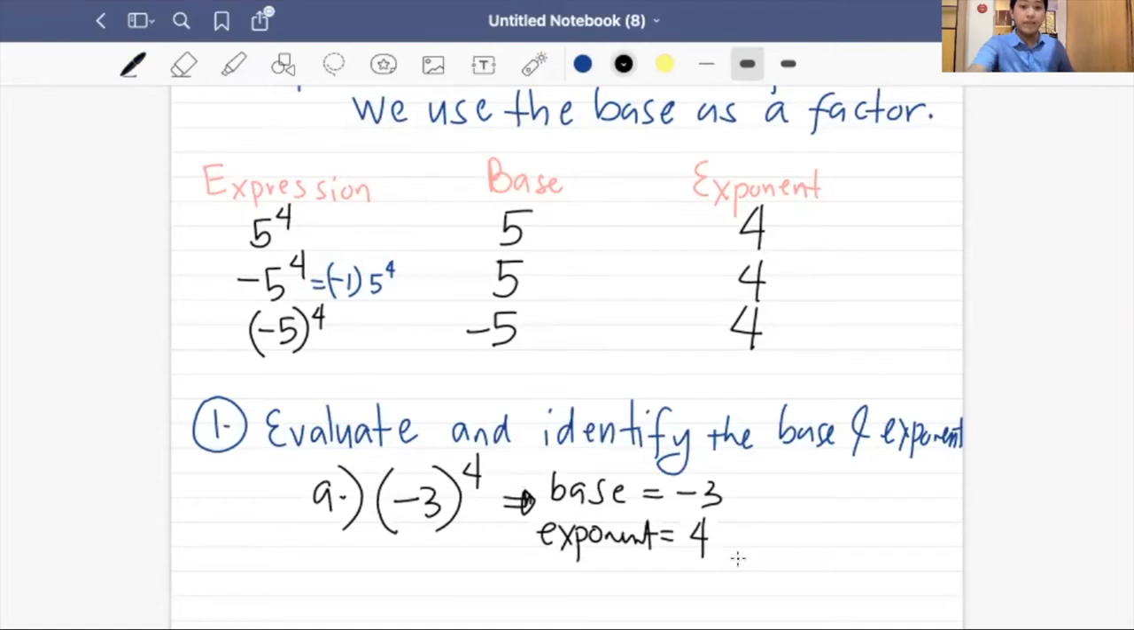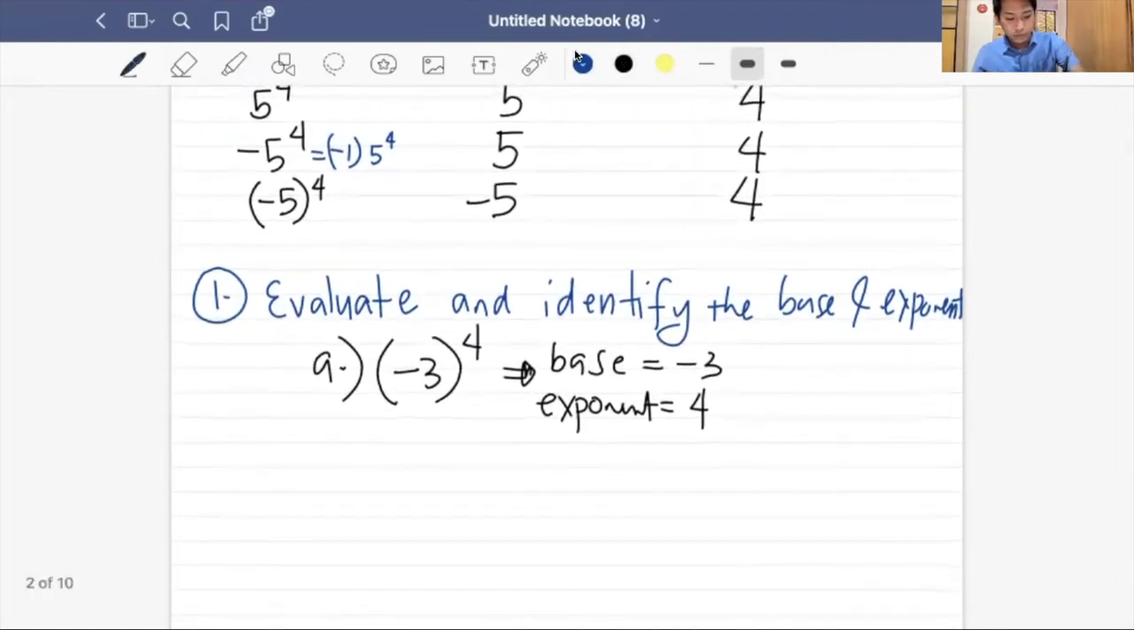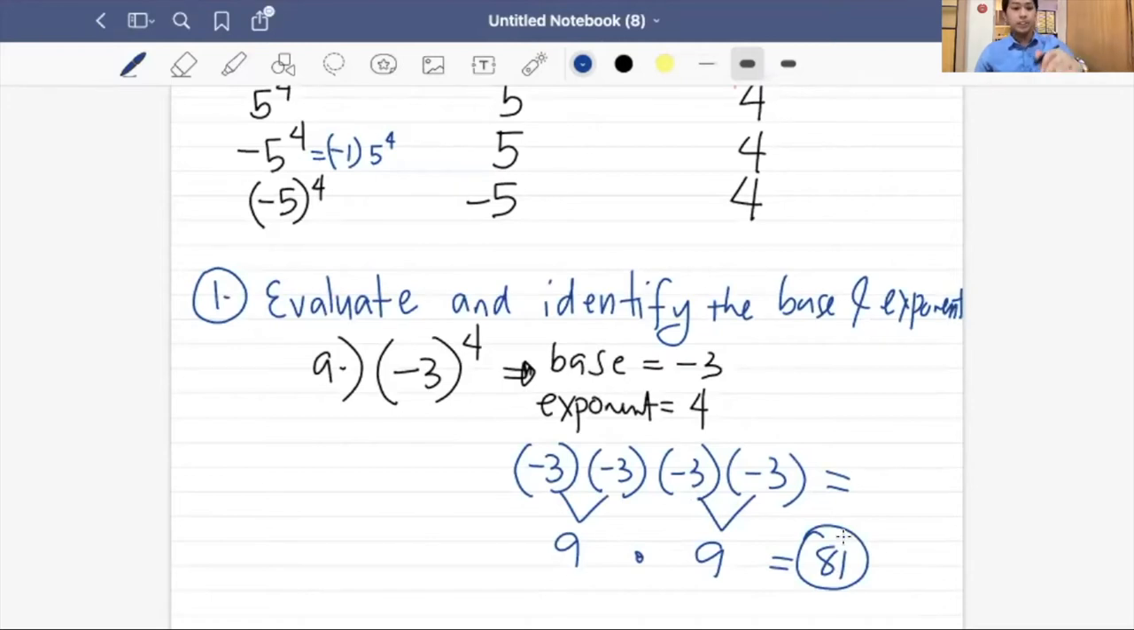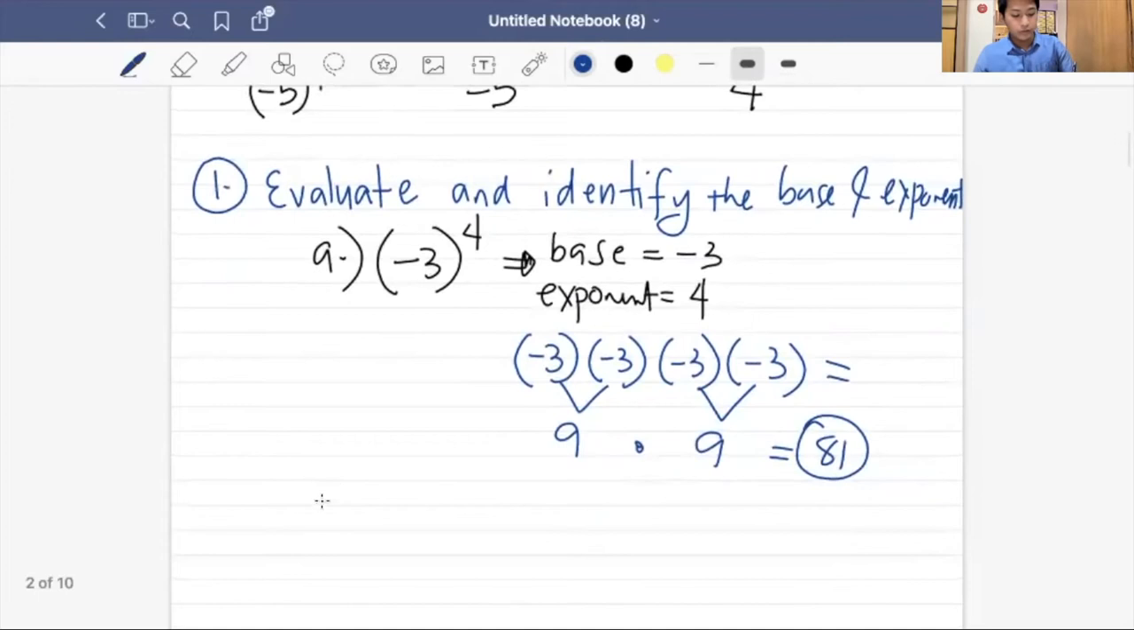So based on our definition of exponent, we are going to multiply negative 3 times negative 3 times negative 3 times negative 3. We're going to use our base 4 times as factors of our expanded form. That is equal to what? Negative 3 times negative 3 is positive 9. Negative 3 times negative 3 is positive 9. So 9 times 9 is just equal to 81. Do we have any question with this item? None. Let's proceed to the second one before we officially start our laws of exponents.